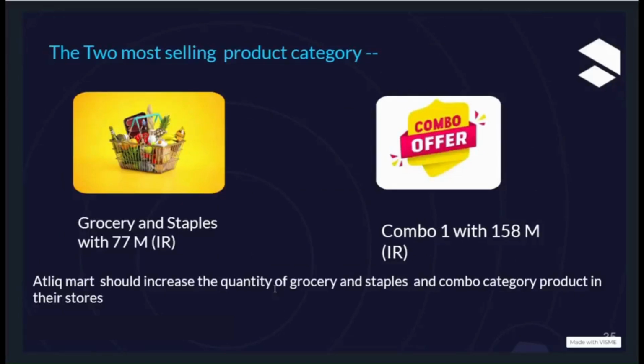So here are the two most selling product categories. Grocery and staples and combo are the two most selling product categories in terms of incremental revenue, generating the highest incremental revenue. Here the combo category generates the most incremental revenue. So what can the company do about this? Atliq should increase the quantity of grocery and staples and combo category products in their stores, so there will be no shortage.